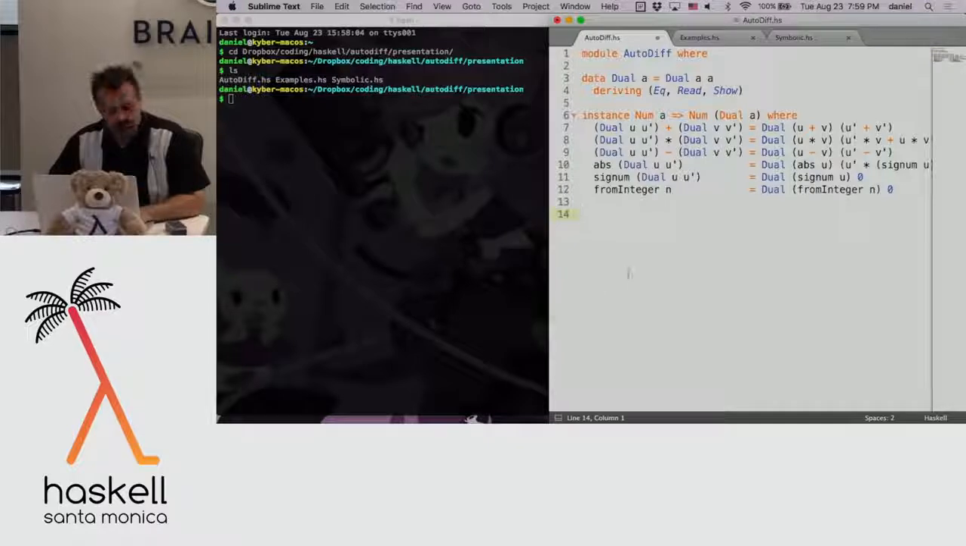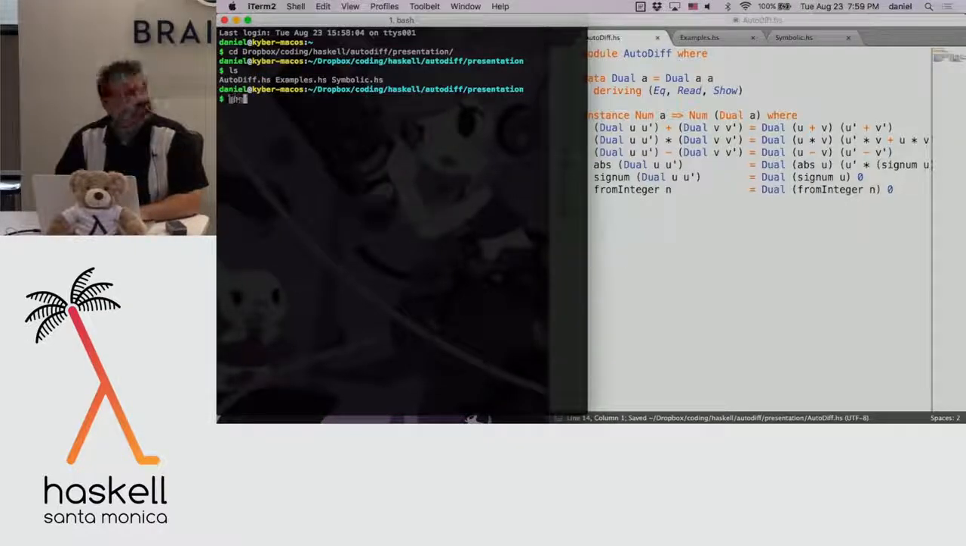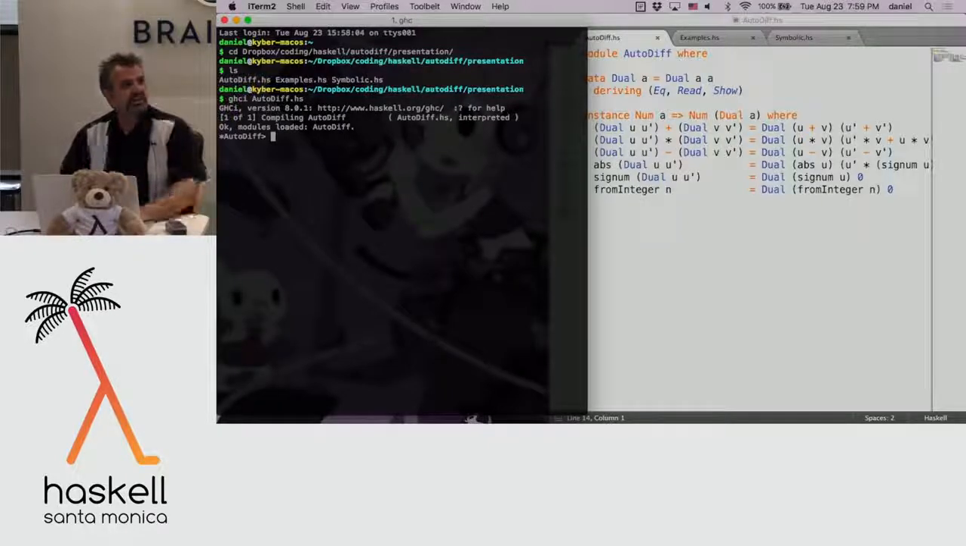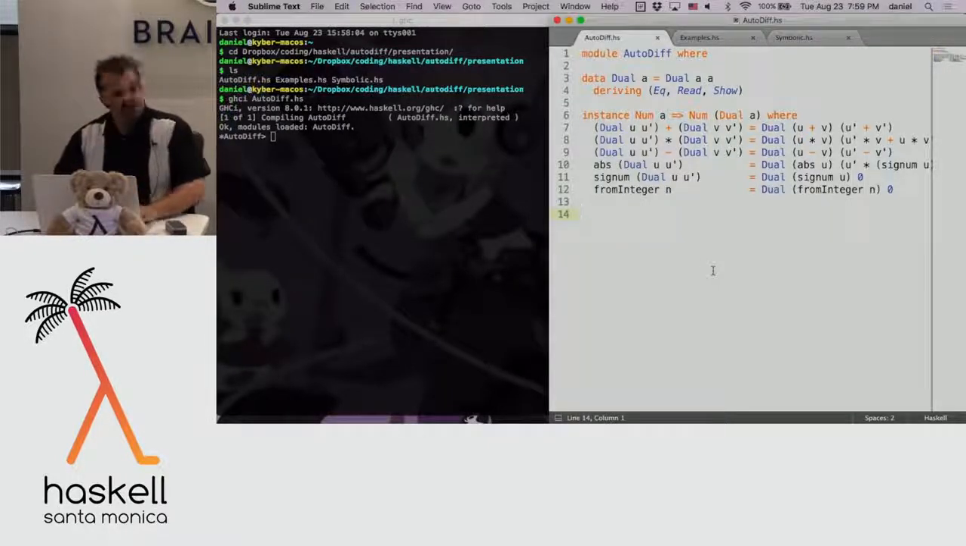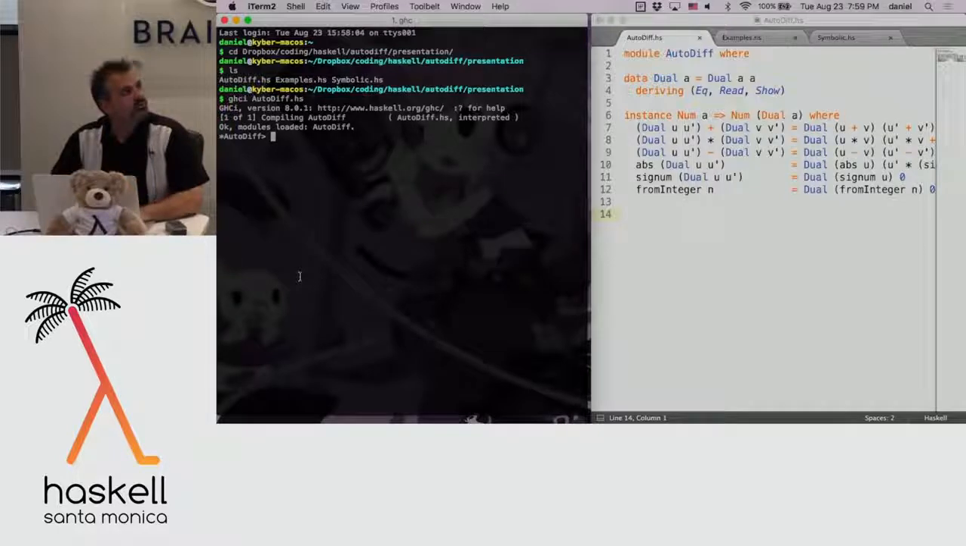So, what can we do with this? We're going to load GHCI, and let's set up a function. Let's make sure that it only works on Nums, so we're going to limit ourselves to these 6 methods. So let's say something like x plus 3 times x.